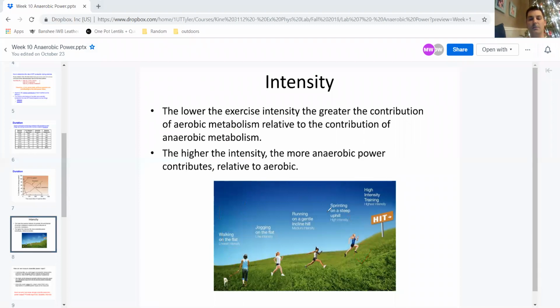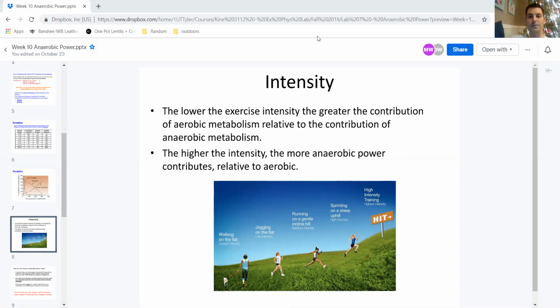And so this one is simply put that during low intensity or walking, we use mostly aerobic metabolism. So the lower the exercise intensity, the greater the contribution of aerobic. On the opposite end, of course, the higher intensity we use, the more anaerobic we have. So to answer the question that was posed of when does anaerobic provide a substantial amount of energy, this slide indicates that it will be during high intensity exercise.